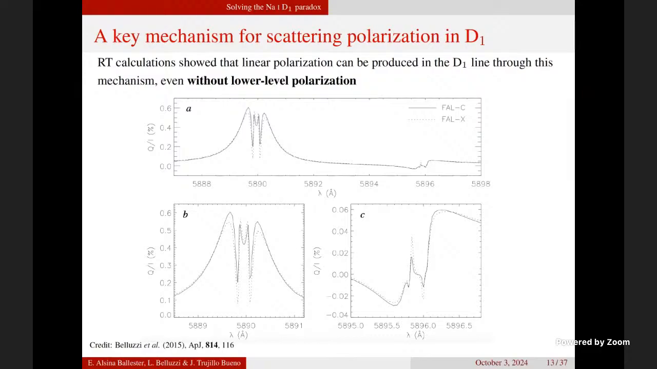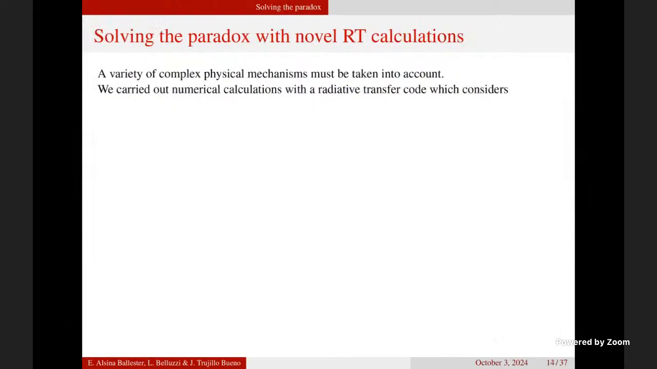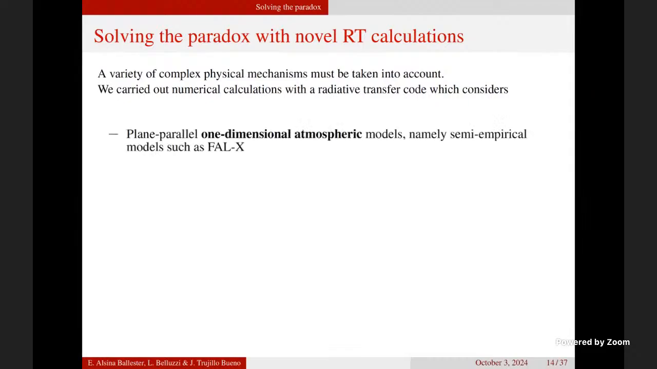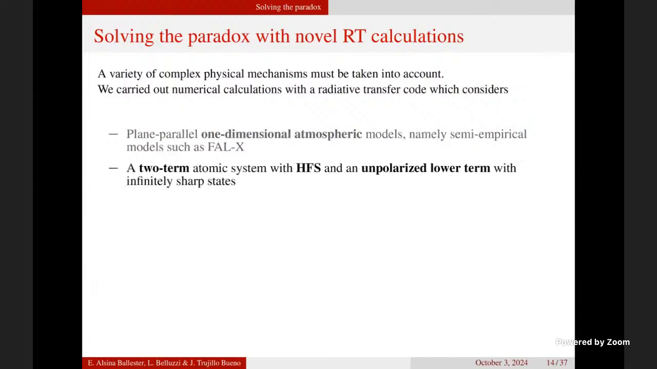end of the story, because it still needed to be demonstrated that these signals would survive in the presence of magnetic fields. And this led me and colleagues to develop a numerical code, a radiative transfer code that could take into account all the necessary aspects to include this key mechanism and magnetic fields. For simplicity, we considered plane-parallel or one-dimensional atmospheric models. And of course, we had to consider two-term atomic systems that included hyperfine structure.